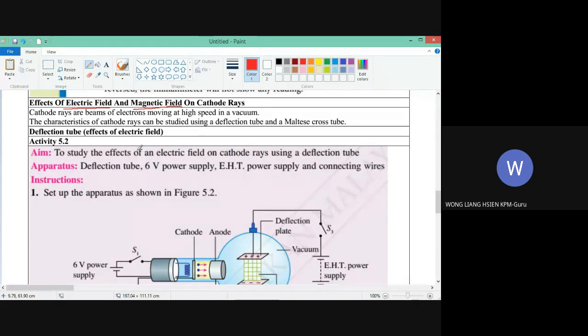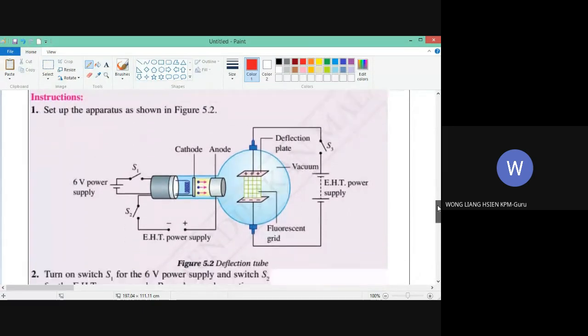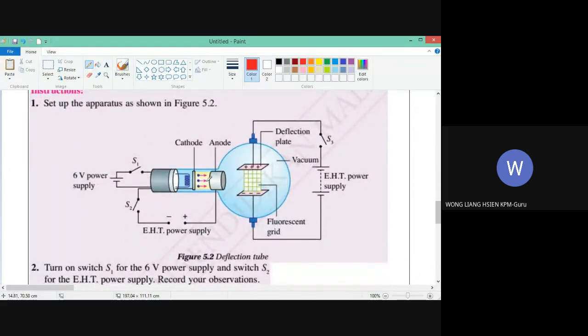The way that we study this is we use an apparatus called the deflection tube, and the other one is the Maltese cross tube. We use the deflection tube to study the effect of the electric field. So you see here, this is the deflection tube. Now look at this part from here to here.